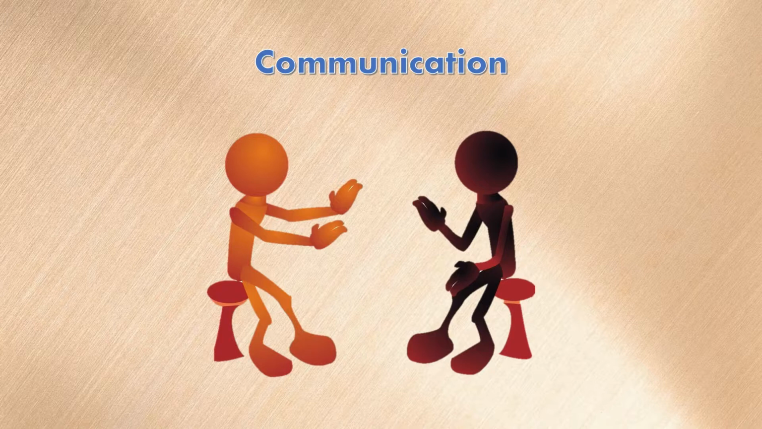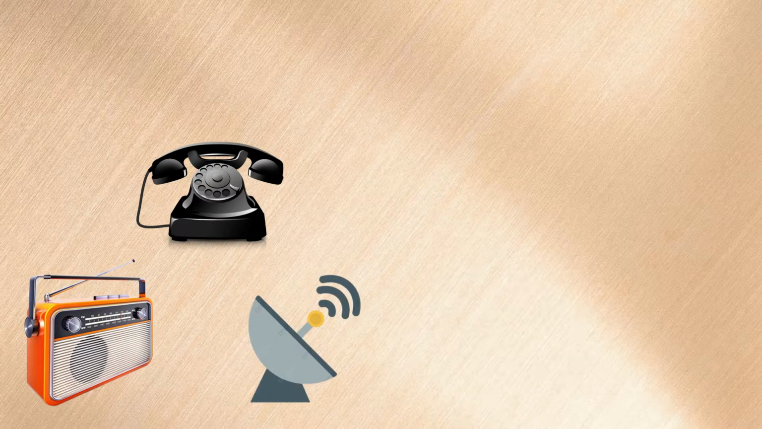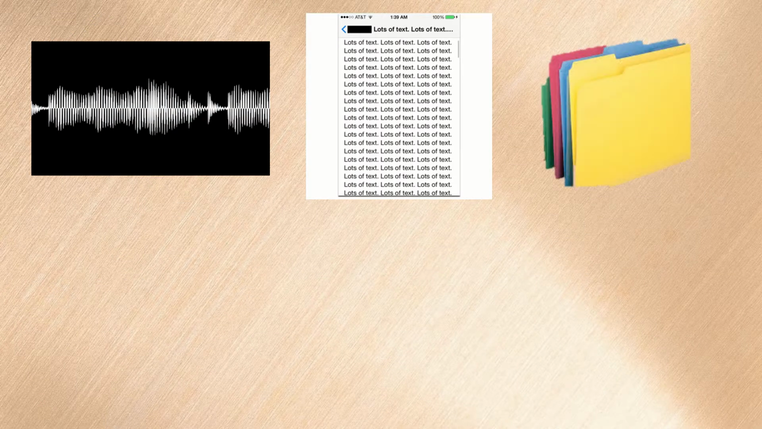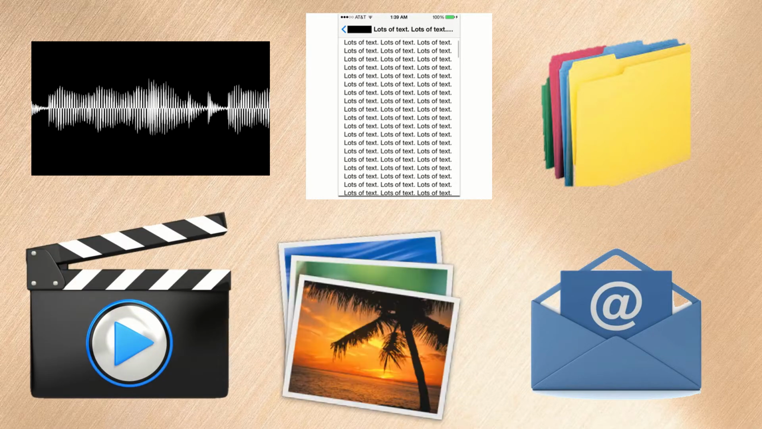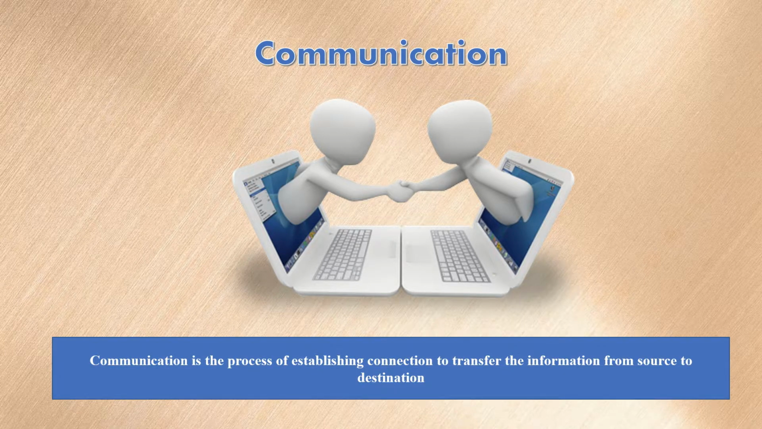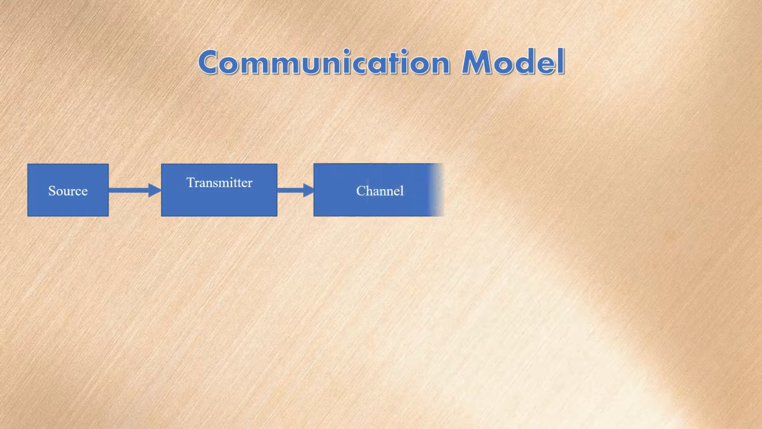Communication is the process of transferring the information from the source to destination. Nowadays, we have many devices which can be used to transfer the information over longer distances, and the information may be audio signals, text messages, videos and pictures. So communication is the process of establishing connection between source and destination to transfer the information, and the communication model contains source, transmitter, channel, receiver and the destination.